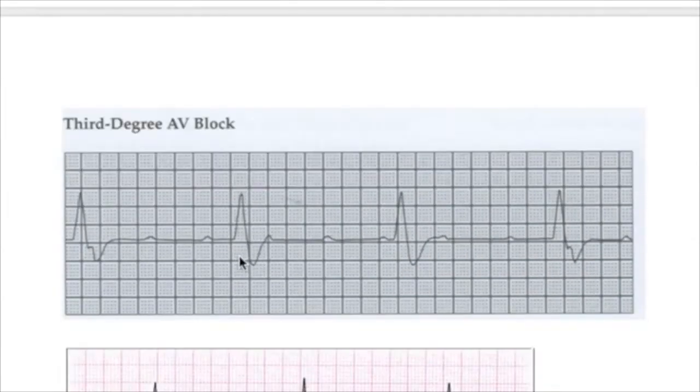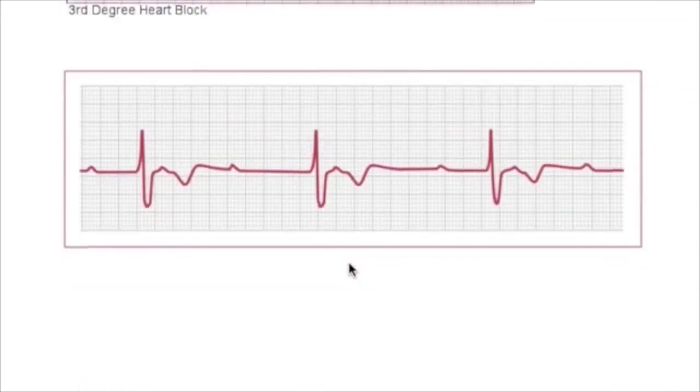Here is the third degree heart block. See the atria and ventricles beating on their own, and then there is a wide QRS complex. The heart rate is slow. This is third degree heart block. You can see all these ECGs.